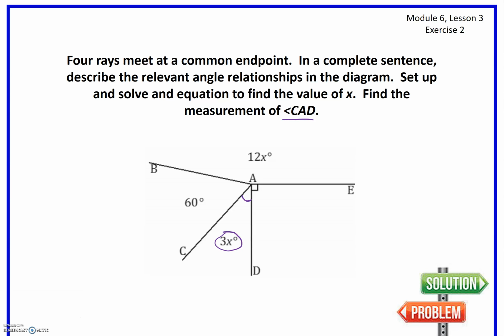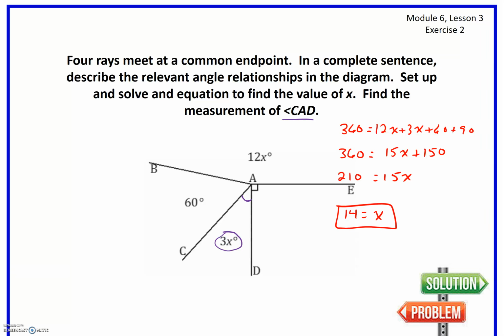Alright, looks like once again they all add up to 360 degrees. I'll go through this one quickly because I feel like this is repetitious. 360 equals, we've got 12x, 3x, 60, and 90. Simplify, combining like terms, we've got a total of 15x and 150 degrees. Subtract 150 from both sides. 210, 15x divided by 15. So we have 14 equals x.